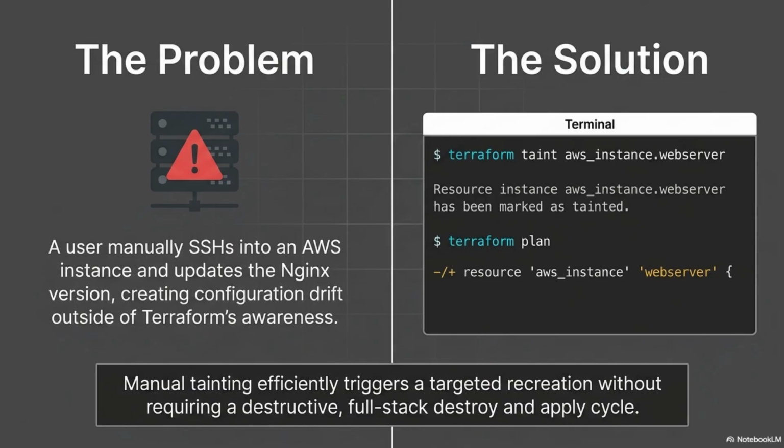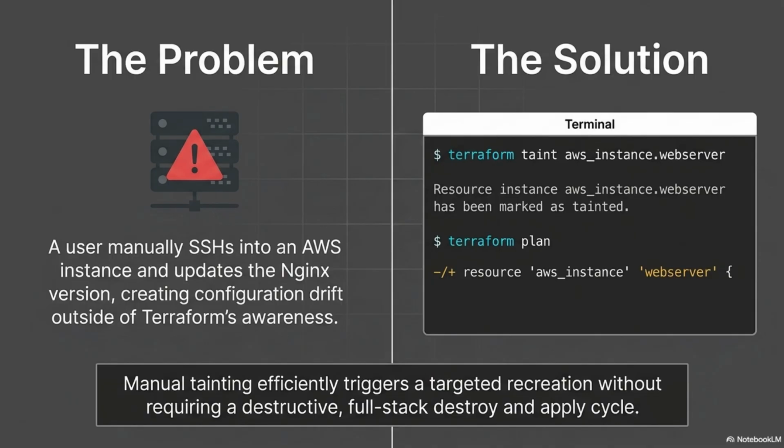The solution. You reach for terraform taint. You run terraform taint aws_instance.web_server. Terraform responds, resource instance aws_instance.web_server has been marked as tainted. Then you run terraform plan. And you see it, -/+ for aws_instance.web_server. Terraform is going to destroy the drifted instance and provision a clean, correctly configured replacement.